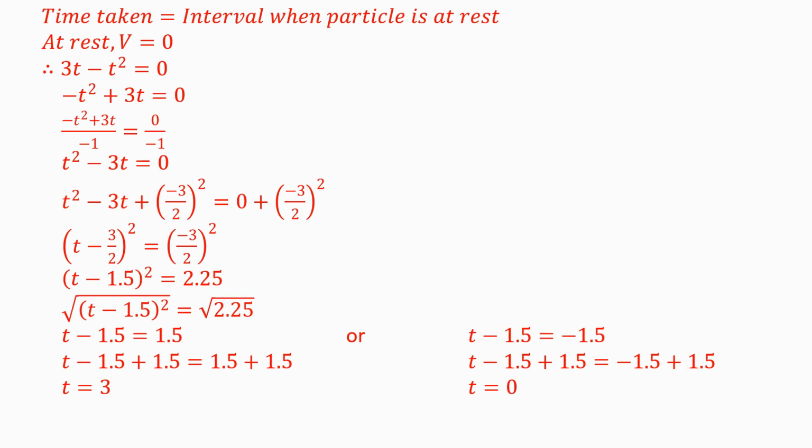That means the particle was at rest at time t equals 3 seconds and at time t equals 0 seconds. That means the particle moved between that time interval. So to find the time taken, we subtract the two values of t. So the time taken is equal to 3 minus 0, which is equal to 3 seconds.